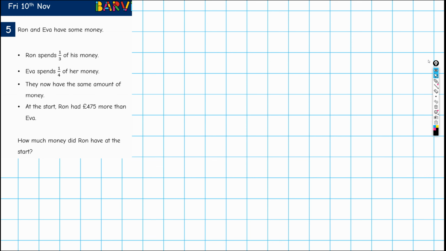Okay, so this is a level 5 question from White Rose Maths Barvember questions. It's quite a really nice little one. It's not difficult, but it illustrates how good bar models are, I think.